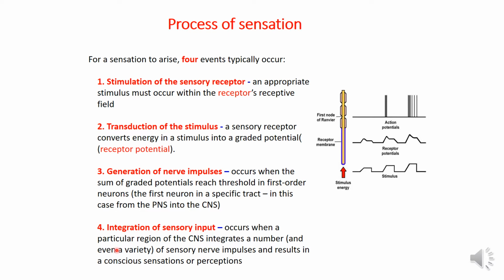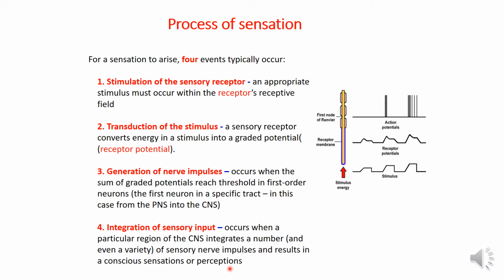When it reaches its center, we have something called integration of the sensory input. This occurs when a particular region of the central nervous system integrates a number of sensory nerve impulses and results in a conscious sensation or perception. You are now feeling the sensation at the level of the cerebral cortex. The cerebral cortex has a specific area called the primary somatic sensory area. This area identifies the meaning of this touch sensation, perceives this type of touch sensation, and also passes this information on to the association areas in order to understand the meaning of this sensation.